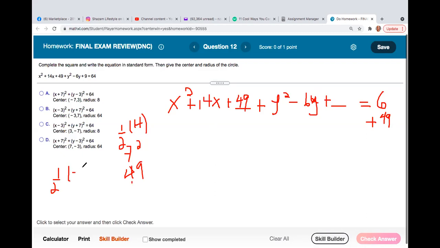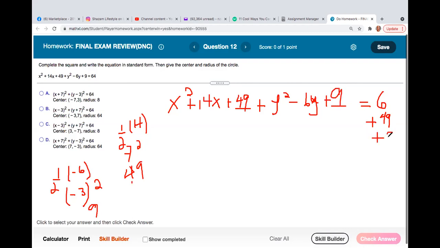And the reason why I'm doing this, guys, is because your problem on the test is similar to this one, okay? Closer to this one than the problem right here, okay? So half of -6 is going to be -3. And then, of course, you're going to square that -3. When you square the -3, what do you get? You get +9. So you're going to add that +9 to both sides.